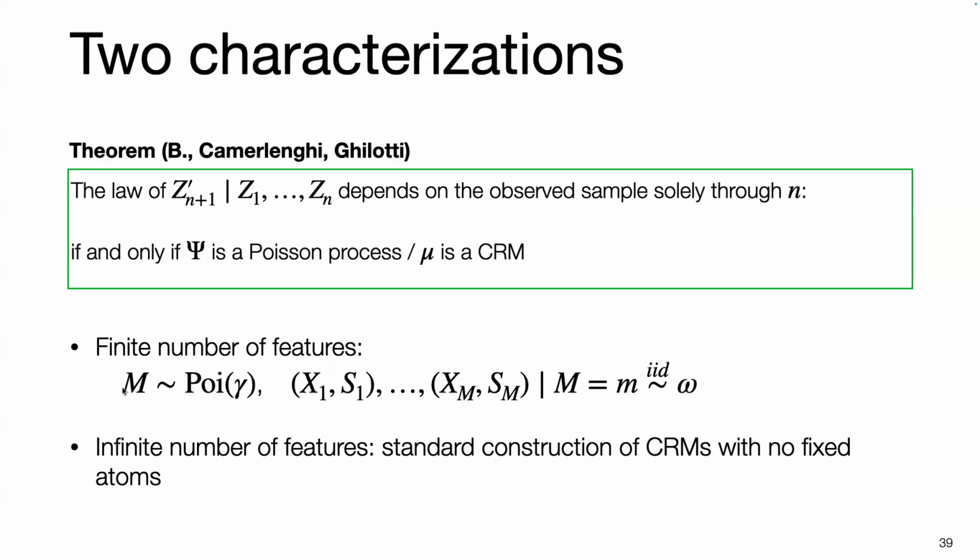So if the number of features is finite, let's call it capital M, then capital M must necessarily be random and Poisson distributed. And given M, the points in psi must be i.i.d. from a measure on the space where the feature lives times 0, 1, that we call omega. While if instead the number of features is infinite, we recover the standard construction of complete random measures that we typically employ in Bayesian nonparametrics.